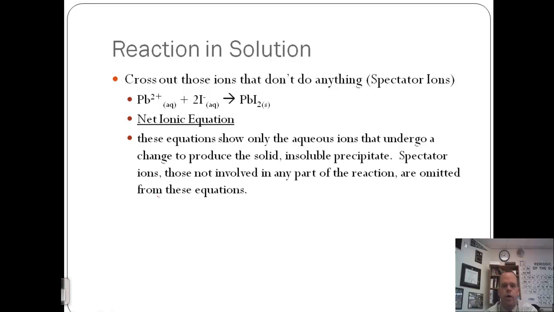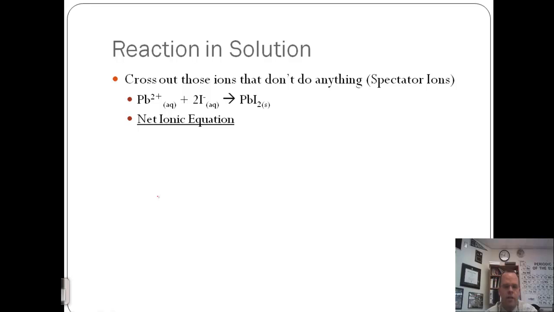These are the equations that show only the aqueous ions that actually change into a solid precipitate in the final reaction. Or in the case of an acid-base reaction that we'll look at later, those that change into a liquid. If it's changing from aqueous into another form of matter, we will keep them in the reaction. Spectator ions, those that are actually not changing at all in the reaction, are omitted from this equation.